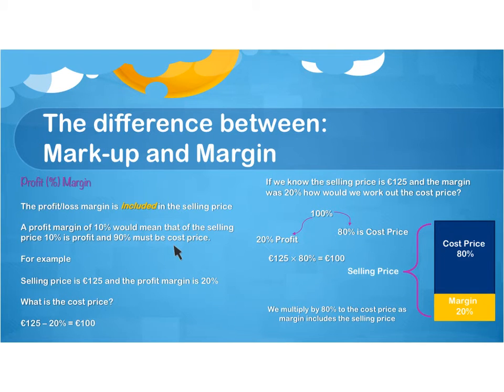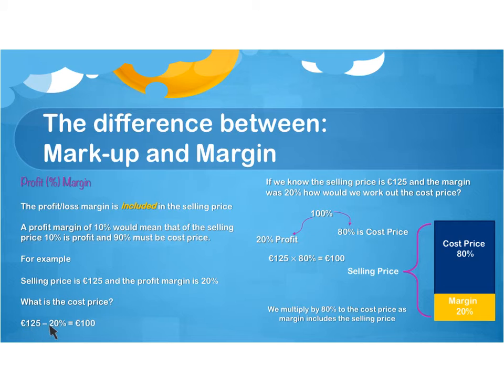So you're not adding on the percentage here, you're incorporating it into the 100%. So essentially you're splitting the 100% between profit or loss and cost. So this example here is the selling price is €125 and the profit margin is 20%. Okay, what is the cost price?